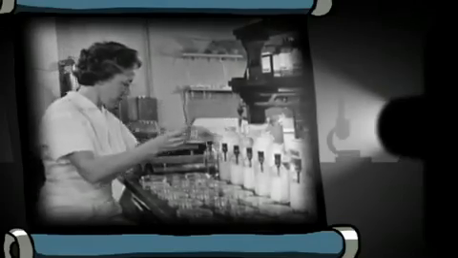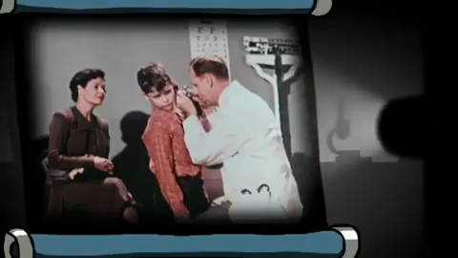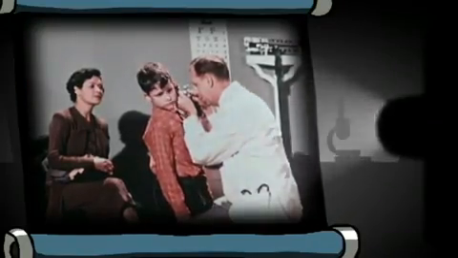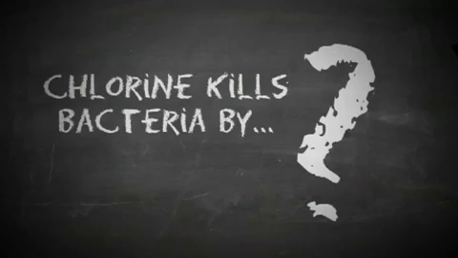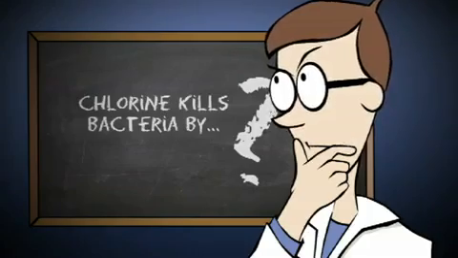Bleach and other chlorine products are widely used to disinfect drinking water, swimming pools, and surfaces in kitchens, hospitals, and schools where disease-causing microbes lurk. But how does chlorine kill germs? Until recently, we didn't know.